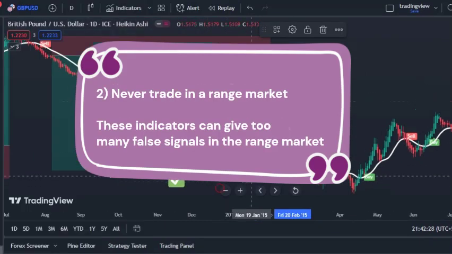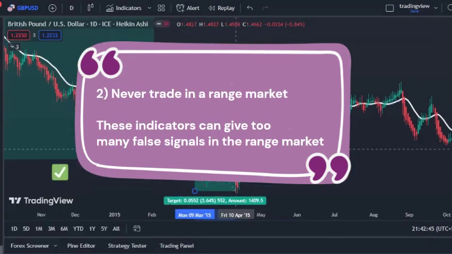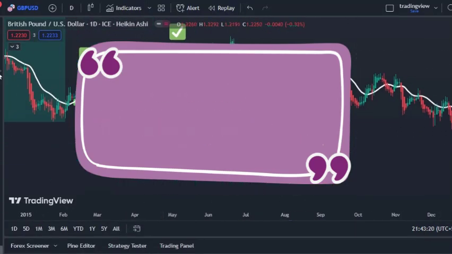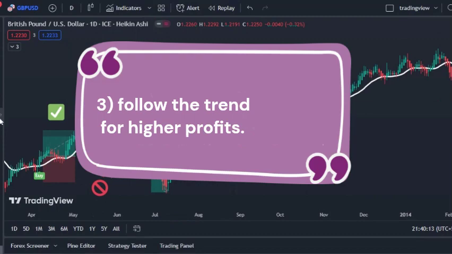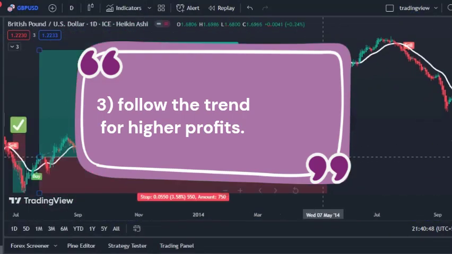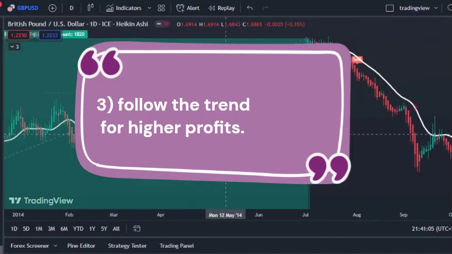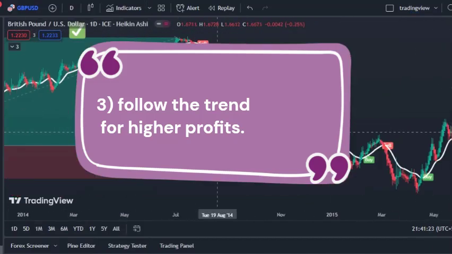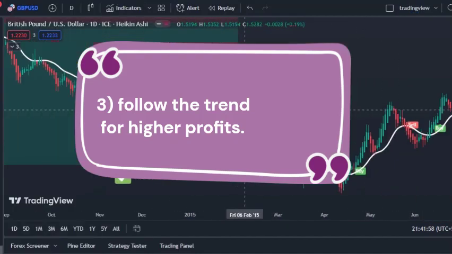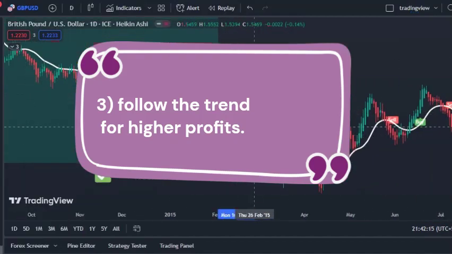Second, never trade in a range market. These indicators can give you too many false signals in a range market, so avoid that. Third, follow the trend for higher profits. Even if the UT Bot Alerts shows buy, wait till the price crosses above the HMA line. Same goes with sell. Don't enter into a sell trade just because UT Bot Alerts gave you a sell signal. Wait till the price goes below the HMA line.